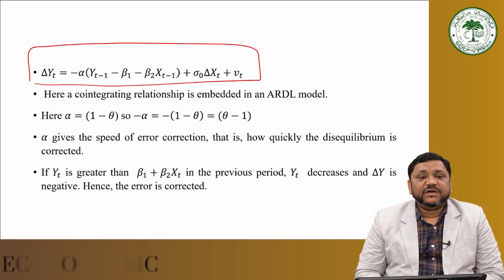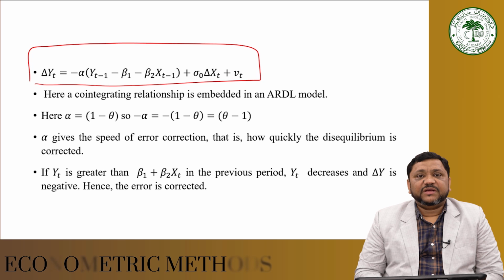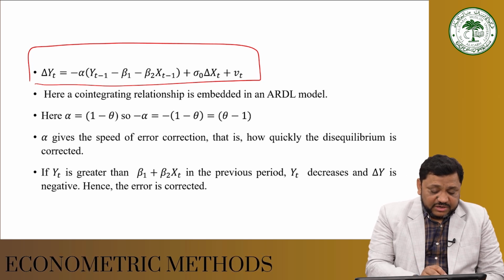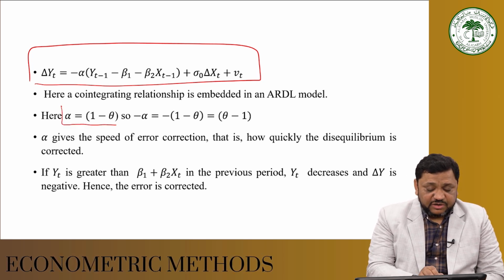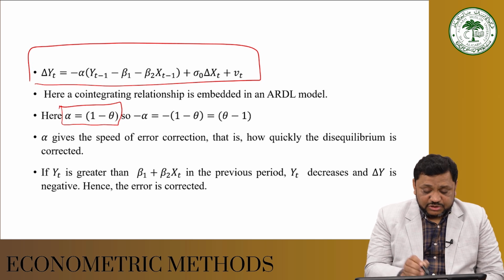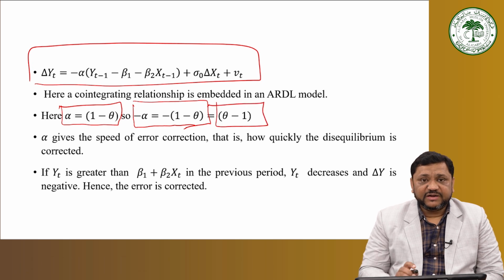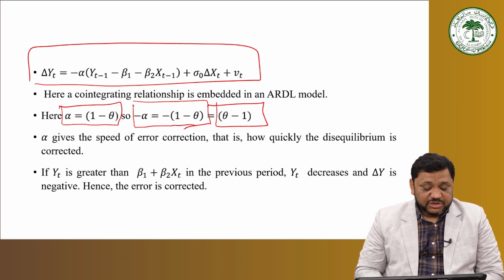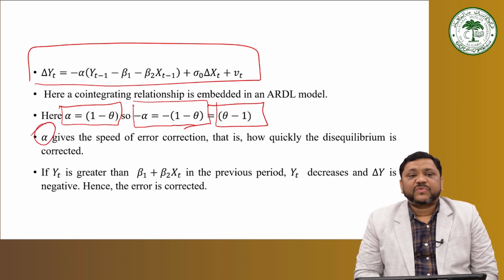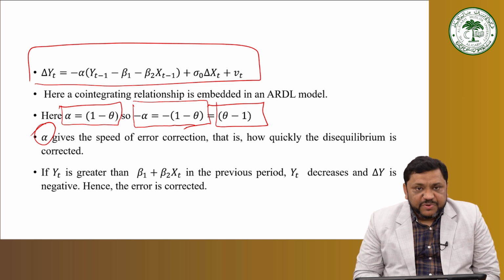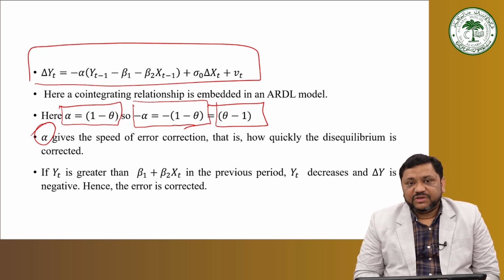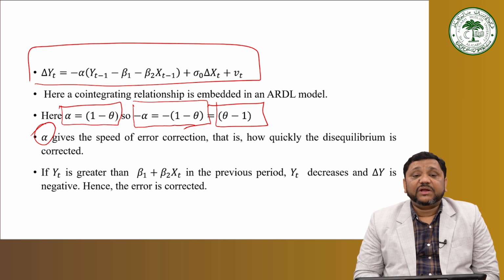This is the cointegrating relationship as presented in an ARDL model. Here alpha is equal to 1 minus theta. So minus alpha is equal to minus 1 minus theta, which we can write as theta minus 1. So this alpha gives the speed of the error correction term, that is, how quickly the disequilibrium is corrected.